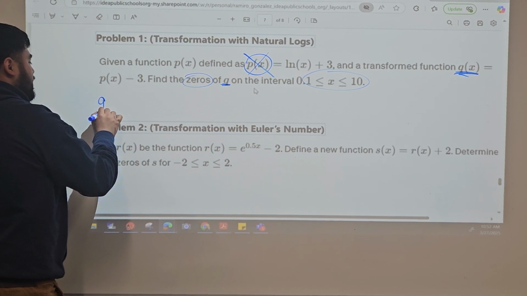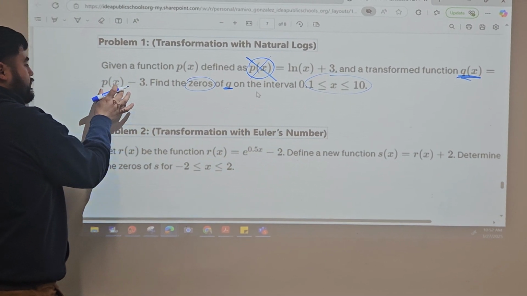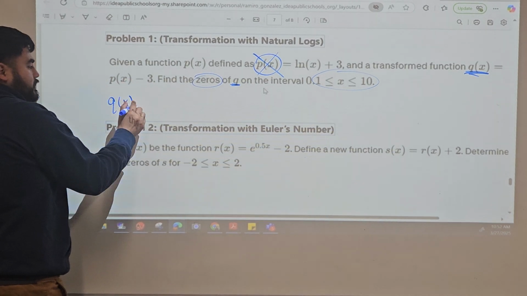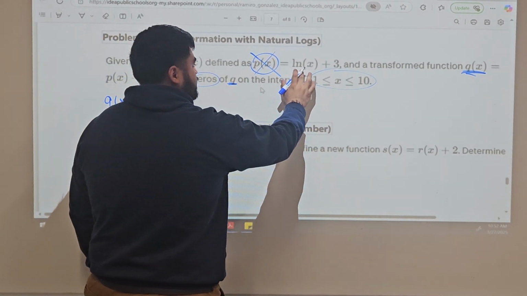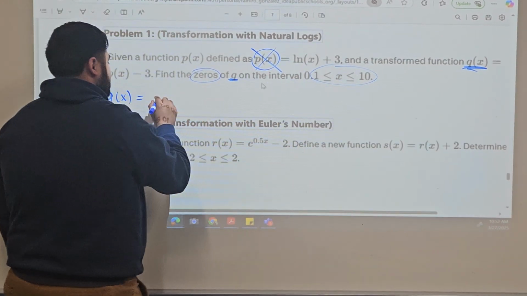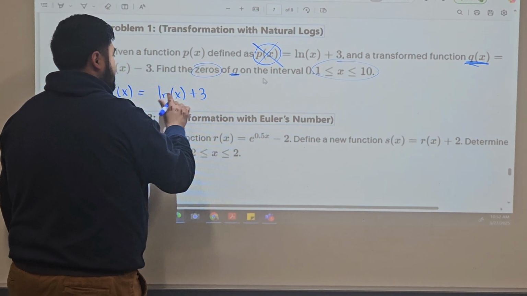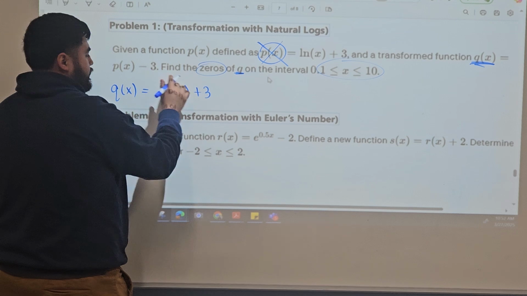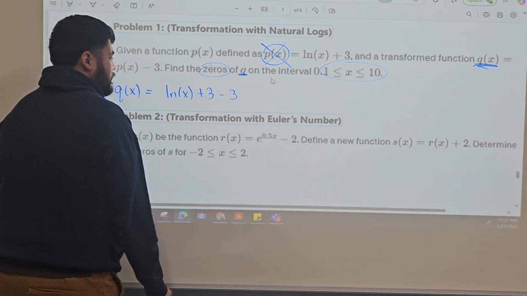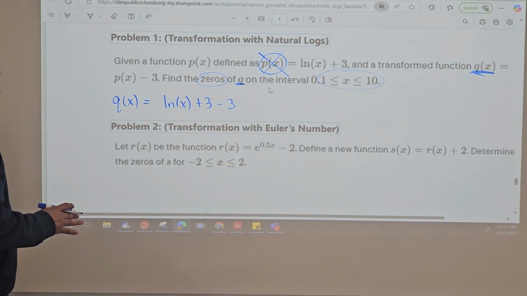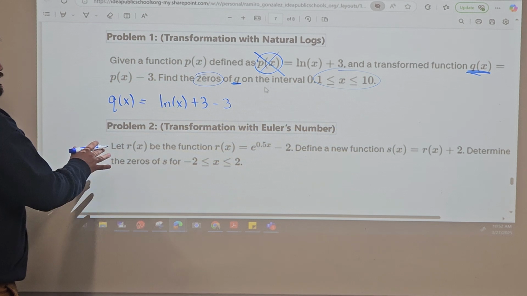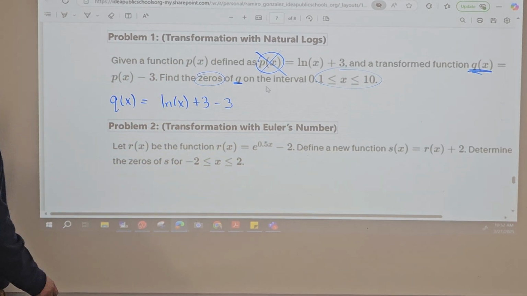That means we're going to have to substitute the value of p of x. So what is it? Well, it's natural log x plus 3. So just place it in here. Right? And then don't forget about the minus 3. So put the minus 3. Right? Now that we have this, this is representing the function for q of x.